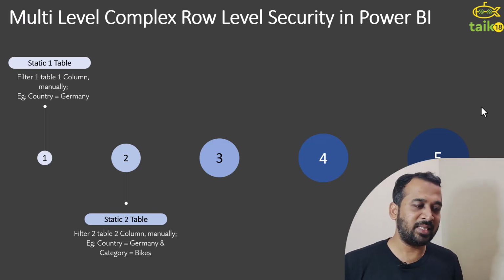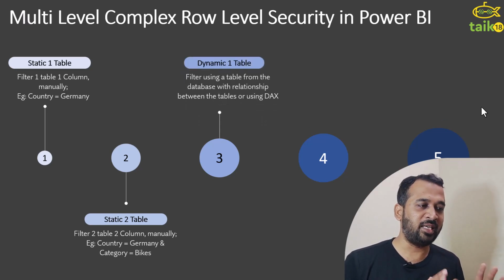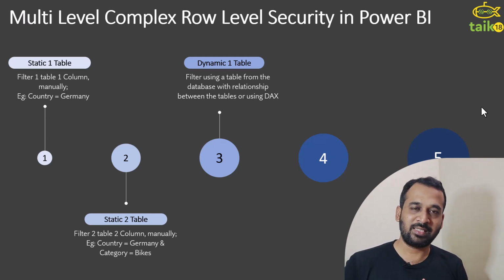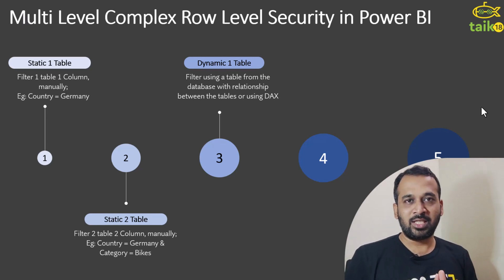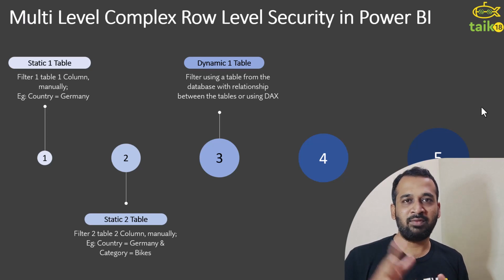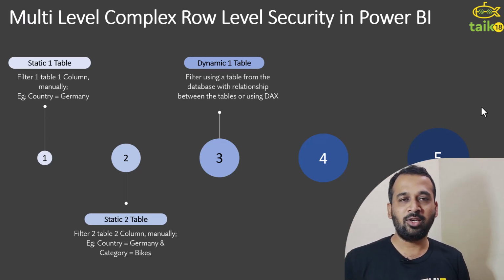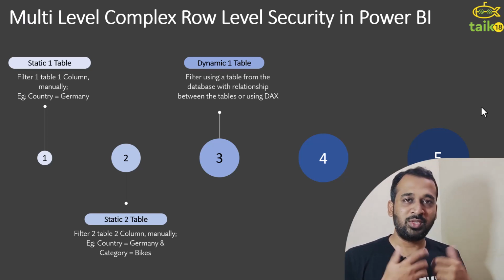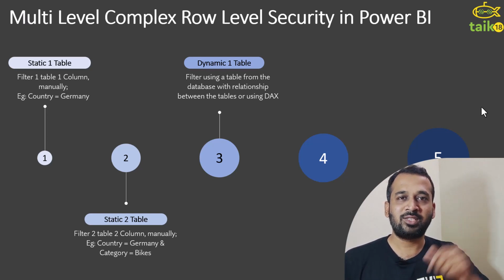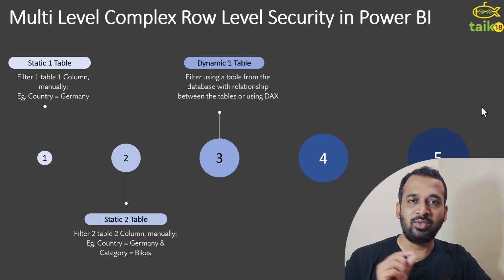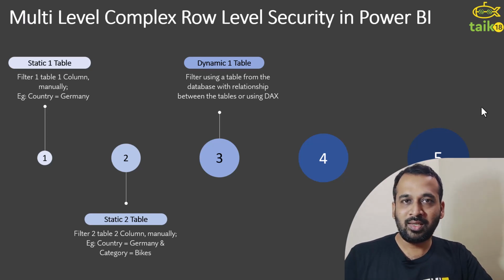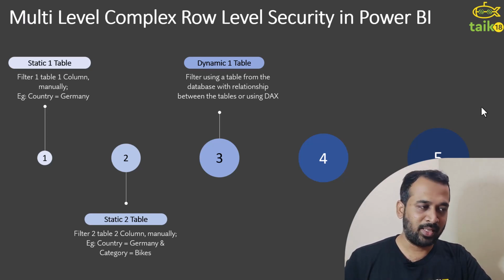Now the next thing is the third one, which is dynamic one table. We filter using a table from the database with a relationship between the tables, or using DAX. This is also dynamic row level security, where we have a separate table which contains the email ID of the user and the value of the role which we need to filter, and it maps this to the dimension table. Then we apply the row level security, and whenever the user logs in, it applies automatically.